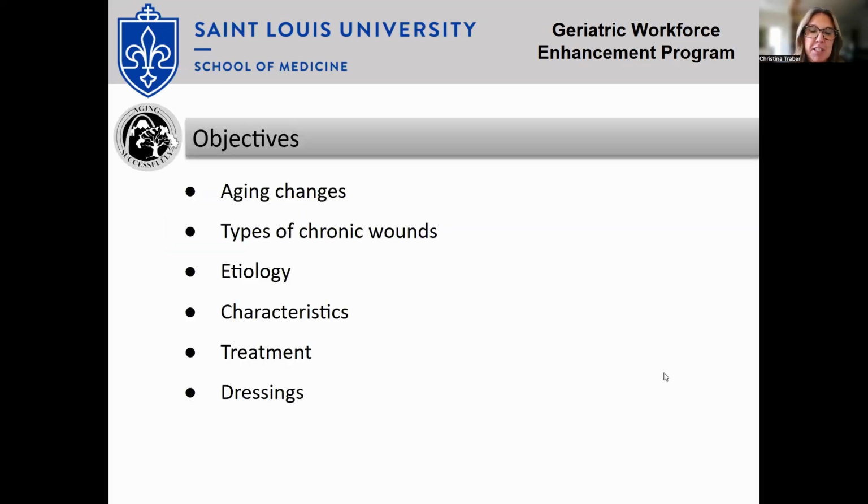So today specifically, we will be talking about aging changes in the skin, types of chronic wounds, and then for each of those, their etiology, the characteristics, some treatment choices, and also dressings.